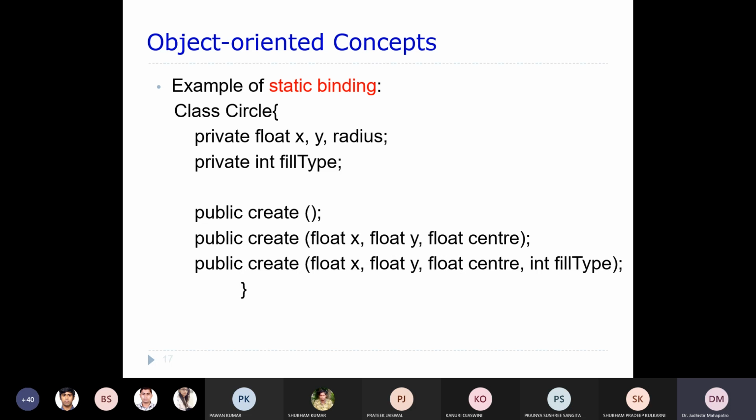So the first one is going to create an instance of a circle. In the second one, it creates a circle with maybe XY coordinates, as well as the center. And in the third method, it takes XY, float center, so it is going to take the center as well as the type. What field type do you want for a particular circle, right?